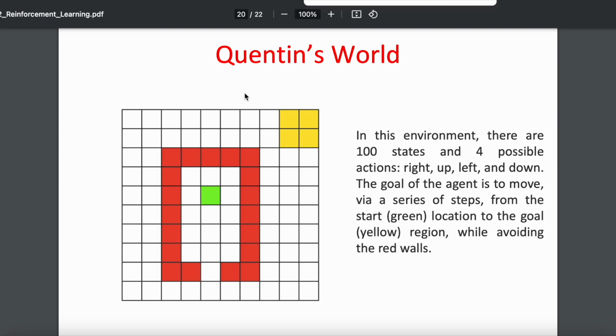Briefly, this is what the Quinton's world problem looks like. This is the start state that the agent is going to be placed on, and it's going to try to navigate through this 10 by 10 grid to get to the yellow state, the gold state. The red blocks are basically the walls. We can't let the agent run into those, or it will get deducted points. And the point of this is to use reinforcement learning.